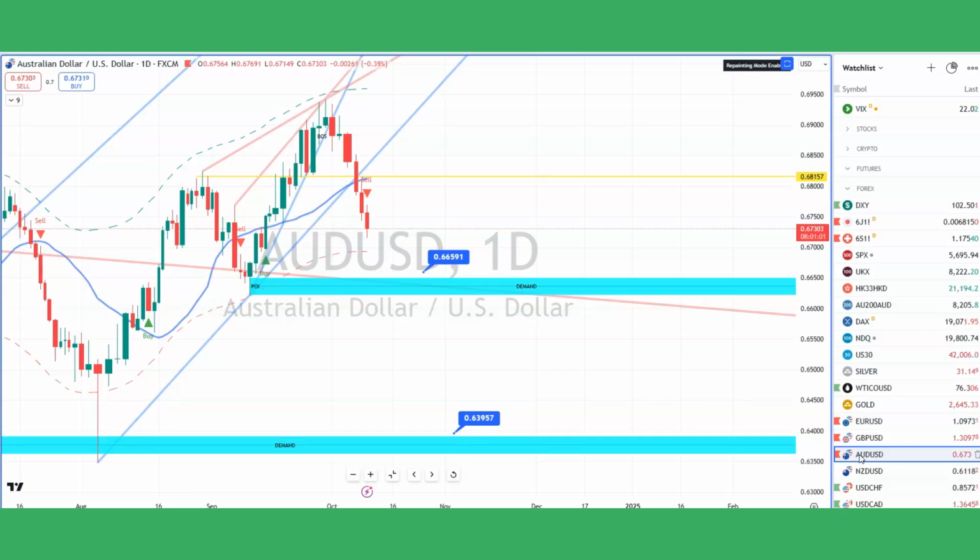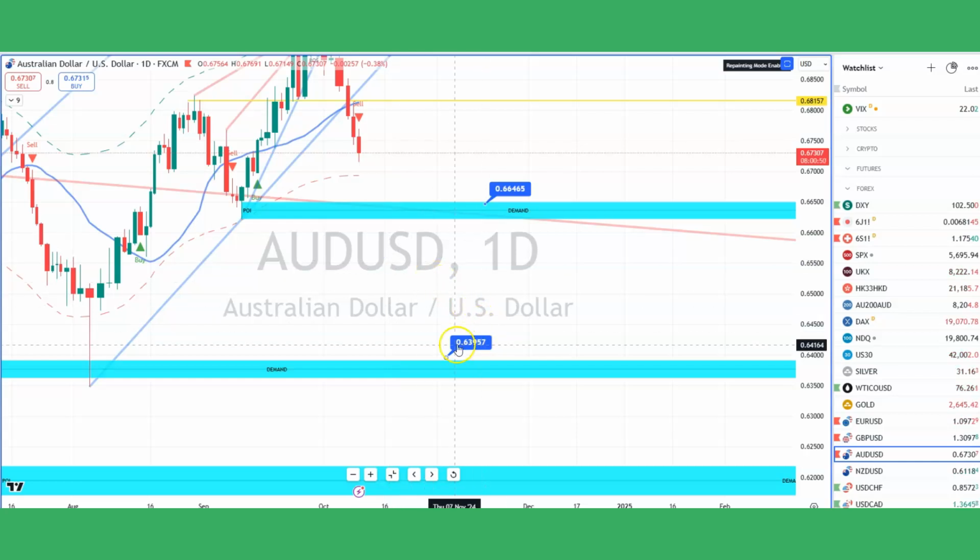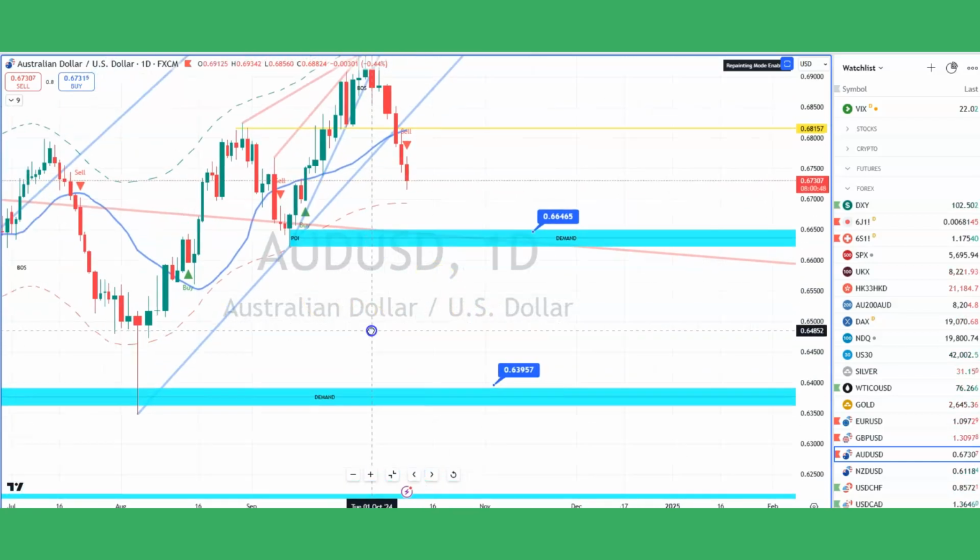Similar situation for the Aussie USD. You can see that there is demand at 66.50. So the risk reward here is definitely not worth it. It could head up for 63.95, but you're going to have to wait until we get better trading opportunities.